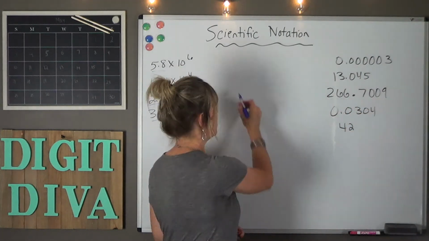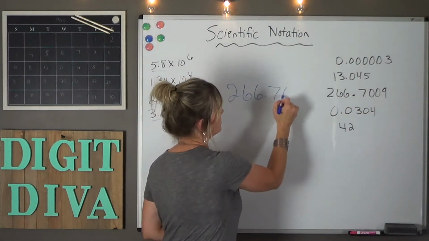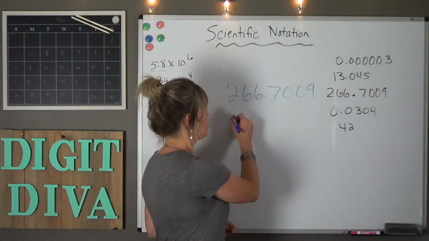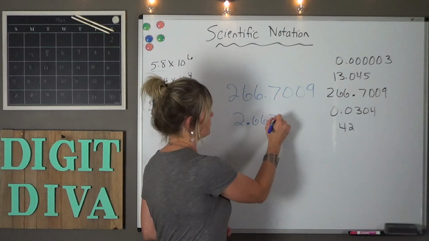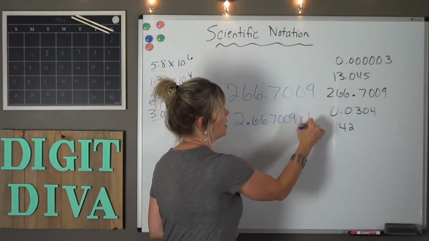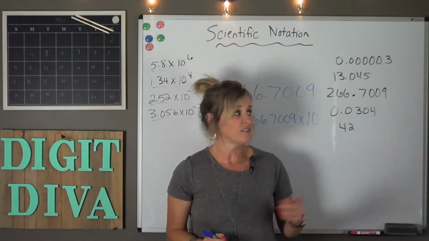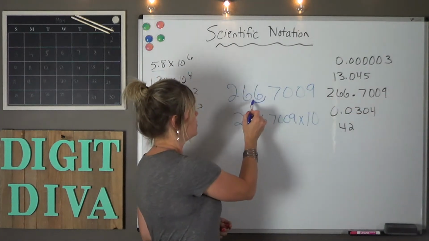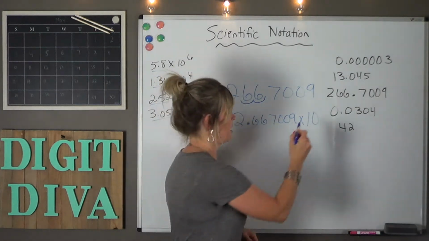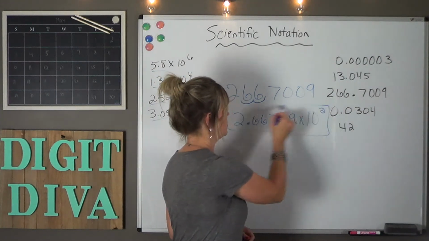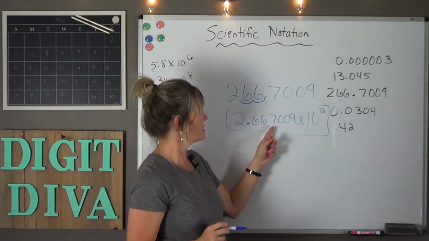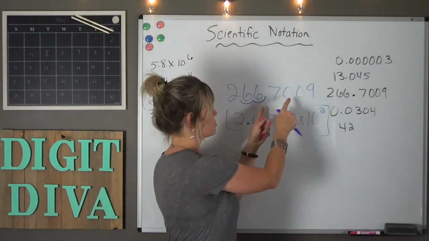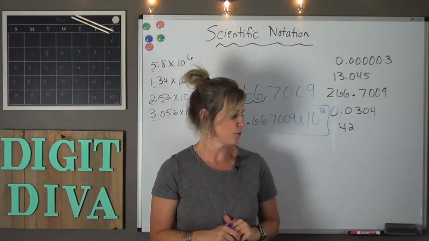266.7009. Well, I will rewrite that so we can see it a little easier. My first whole number is 2, so I would put my decimal behind that 2. My exponent is going to be positive because this number is way larger than 1. How many times did I have to move to get behind the 2? 2 times. So my final answer would be 2.667009 times 10 to the second. Remember, all of these numbers drop down into your decimal.